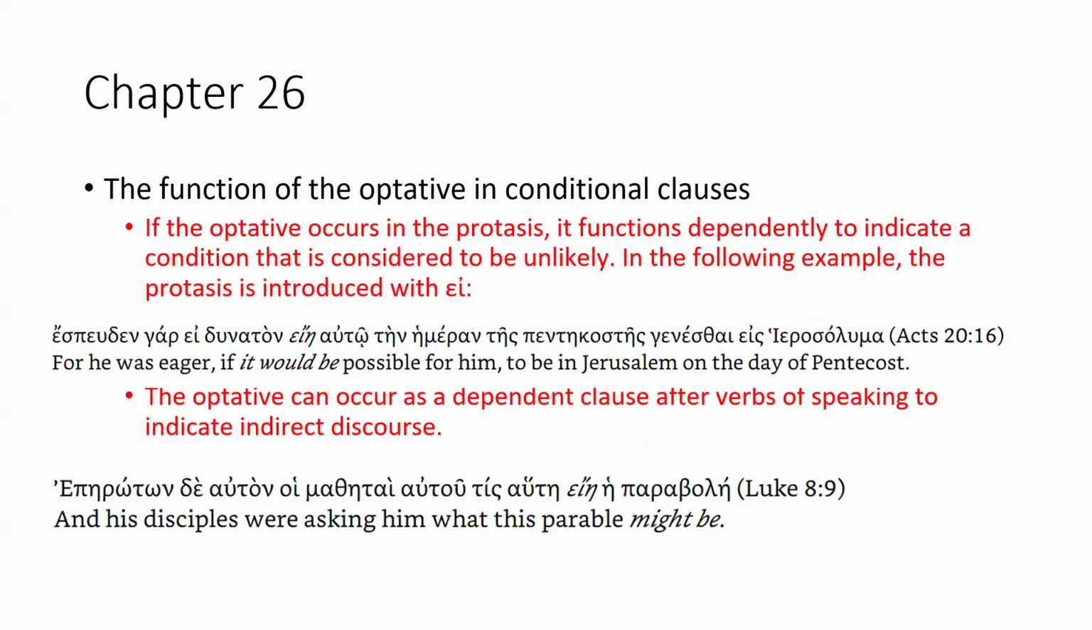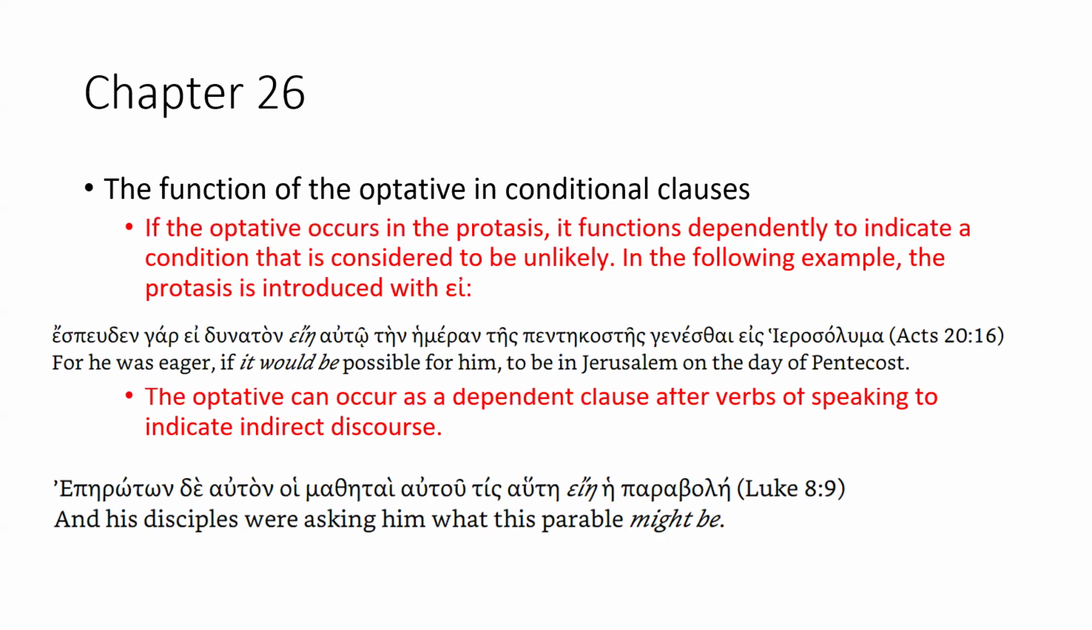If the optative occurs in the protasis, it functions dependently to indicate a condition that is considered to be unlikely. In the following example, the protasis is introduced with ei. Espeuden gar ei dunaton eiē autō tēn hēmeran tēs Pentēkostēs genesthai eis Hierosolyma. For he was eager, if it would be possible for him to be in Jerusalem on the day of Pentecost.